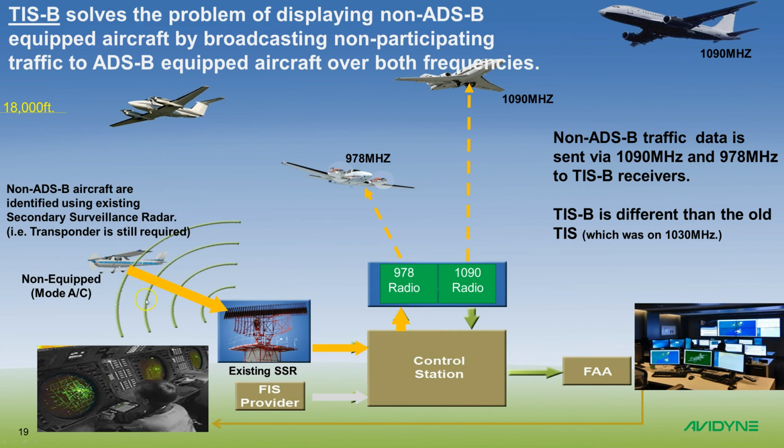So if you're flying around with an older aircraft that doesn't have ADS-B, you still got a Mode AC transponder, those aircraft are going to be interrogated the old-fashioned way. They'll send out a pulse, the transponder will reply. The ground stations will now rebroadcast that non-participating aircraft on 978 and 1090, and that's called TIS-B. Again, different than the old TIS traffic we talked about, which, remember, was on a 1030 megahertz frequency. TIS-B is 978 and 1090, broadcast of the same information on both channels, so that all of these folks up here can see the non-participating aircraft that happen to be in an airspace near them. So that's what TIS-B is.